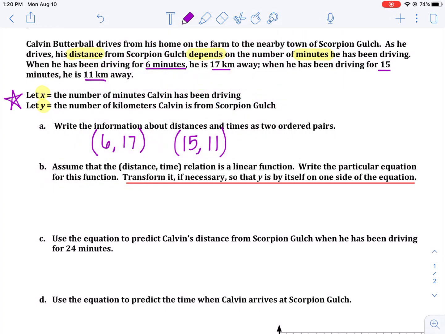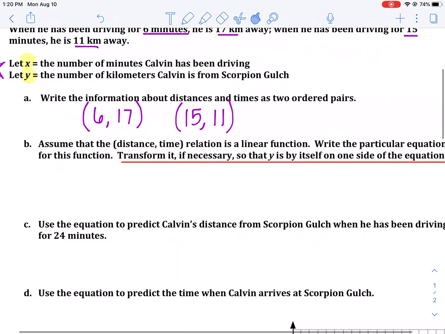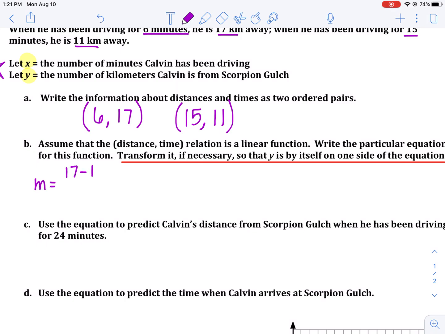Well, let's think. I have 2 points. Why not do point slope? So let's quickly find the slope between my 2 points. Doesn't matter which one comes first. I'm going to do 17 minus 11 over 6 minus 15. That gives me 6 over negative 9. Always simplify. Here is my slope.